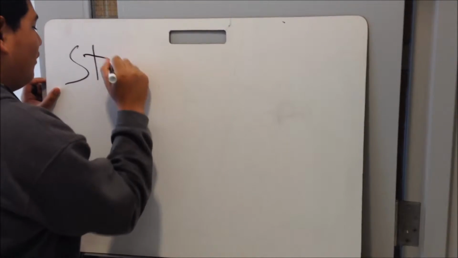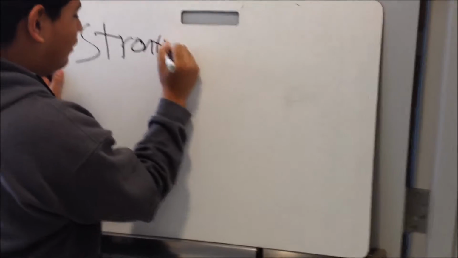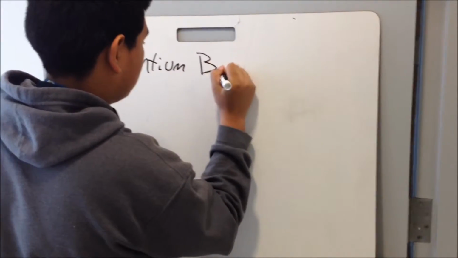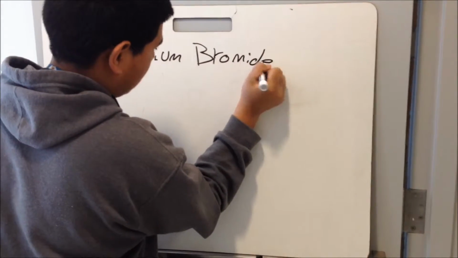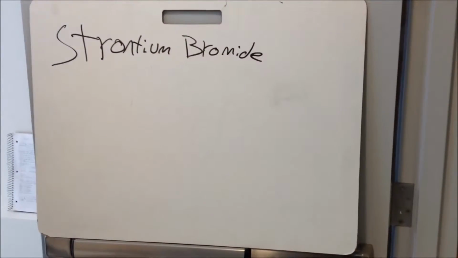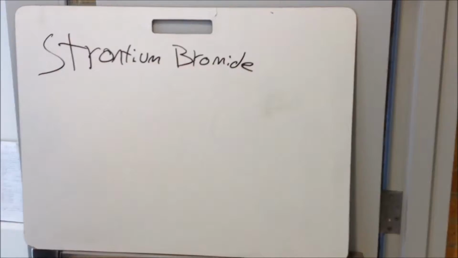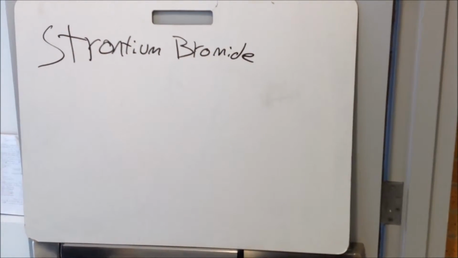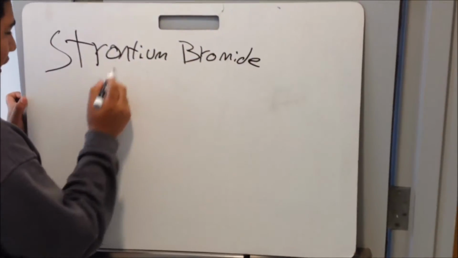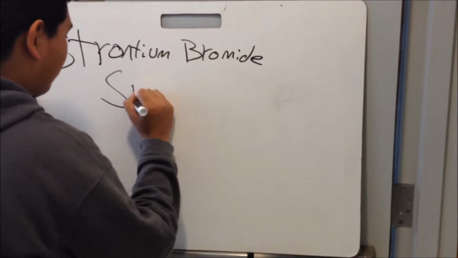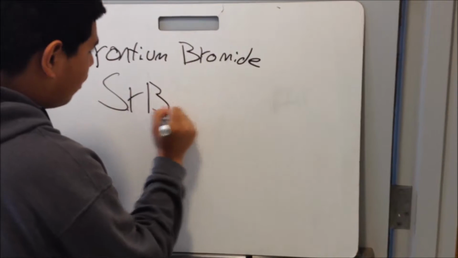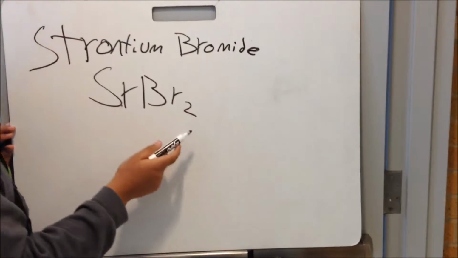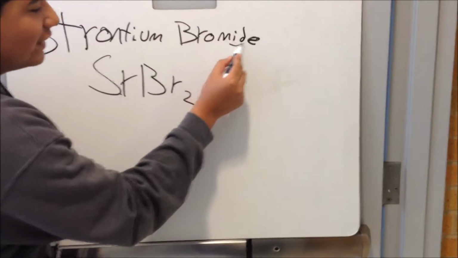Today, we will be learning how to find formulas for names. As an example, we're going to use strontium bromide. The reason I put strontium in the beginning is it's a metal, also known as a cation. The reason behind bromide being second is because it's a non-metal, also an anion. So, we're going to do the atomic symbol, Sr for strontium, and Br for bromide. We put a 2 at the end of the atomic symbols because there's an IDE at the end.